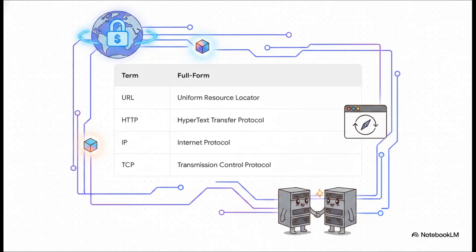Now, let's talk about the backbone of the internet. When you type in a web address, you're using a URL, a Uniform Resource Locator. It gets fetched using HTTP, Hypertext Transfer Protocol. And that S you sometimes see at the end, it simply means secure. All of this global communication relies heavily on your IP, or Internet Protocol, and TCP, the Transmission Control Protocol.